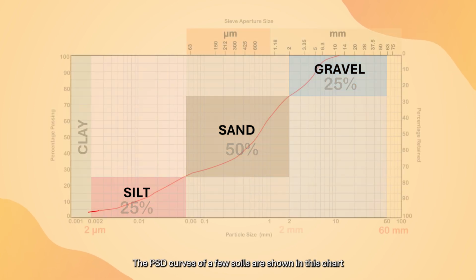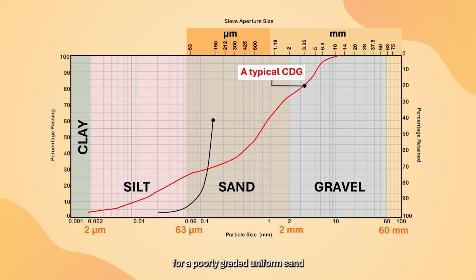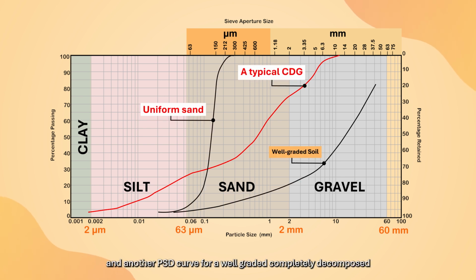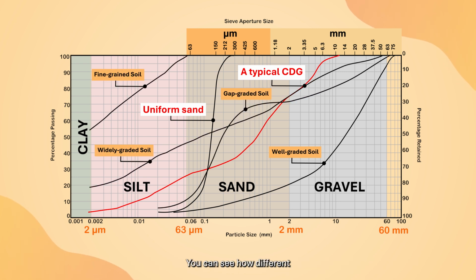The PSD curves of a few soils are shown in this chart. In particular, a typical PSD curve for a poorly graded uniform sand and another PSD curve for a well-graded, completely decomposed granite are illustrated. You can see how different the PSD curves of these soils are.